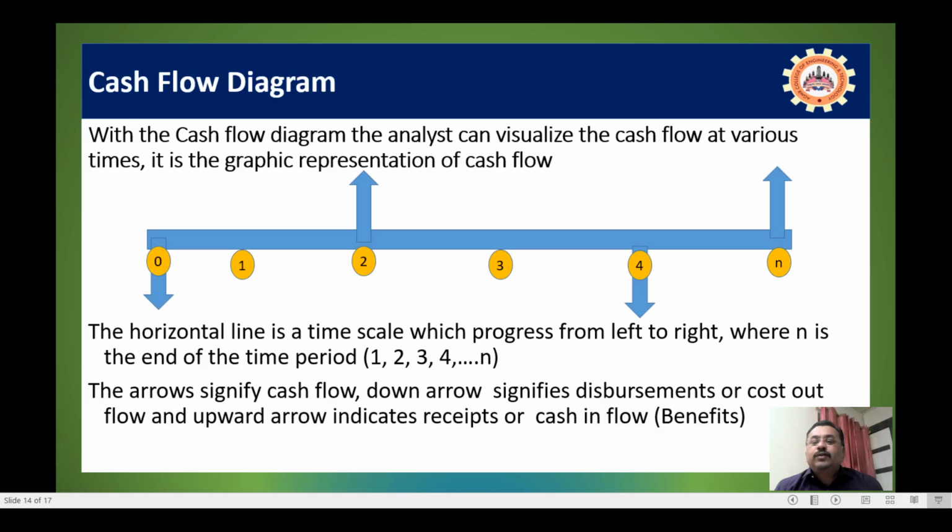It progresses from left to right, with nth time periods: 1, 2, 3, 4, 5, like that. The arrow signifies the cash flow. The down arrow signifies the disbursement or cash outflow, and the upward arrow indicates the receipts or the cash inflow or the benefit to the organization or individual person. This is very important. This cash flow diagram has to be drawn for all the problems from now onwards, so that you can analyze the problem easily.